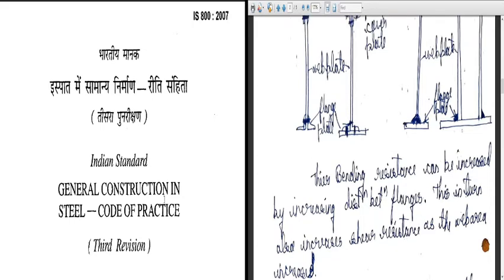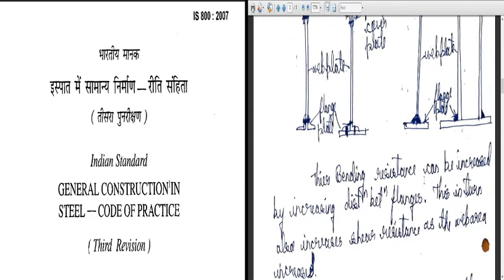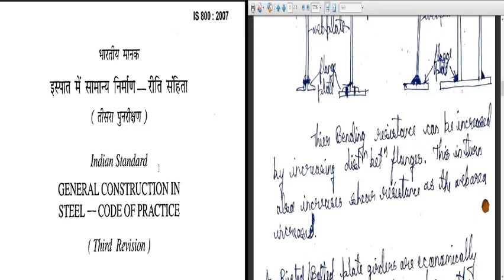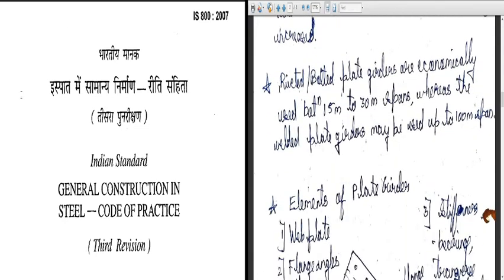The meaning of this is that the bending resistance can be increased by increasing the distance between the flanges, that is the depth of the web. This in turn will also increase the shear resistance as the web area increases. Riveted or bolted plate girders are economical for spans of 15 meters to 30 meters, whereas welded plate girders may be used up to 100 meters span.